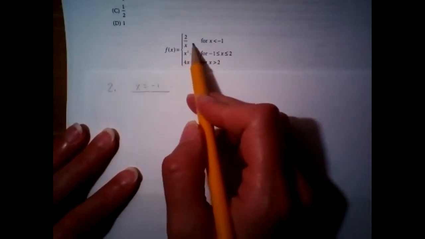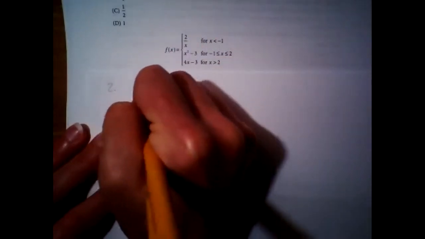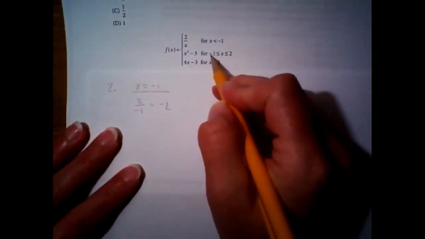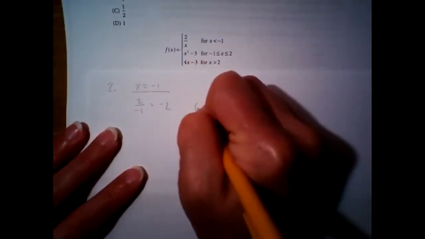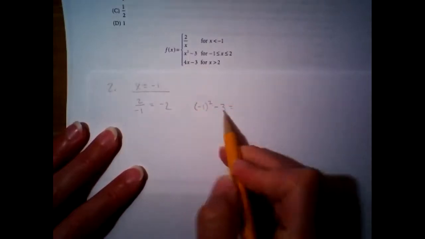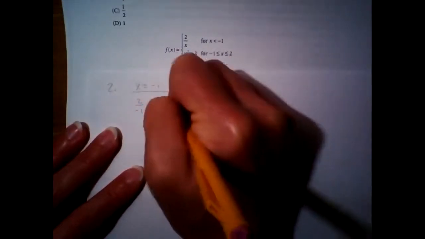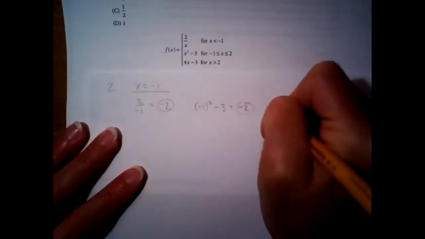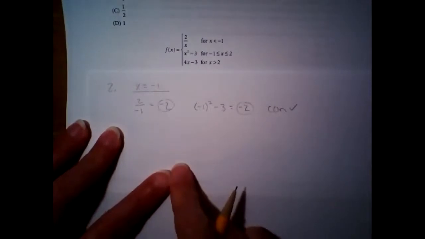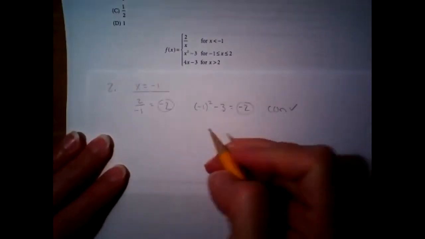We're going to plug -1 in here, and that'll give us -2. And then we're going to plug -1 into this piece of the function. That'll be -1 squared minus 3. That would be 1 minus 3, which is -2. So those come out the same. So the function is continuous there. I know that the two pieces meet up.